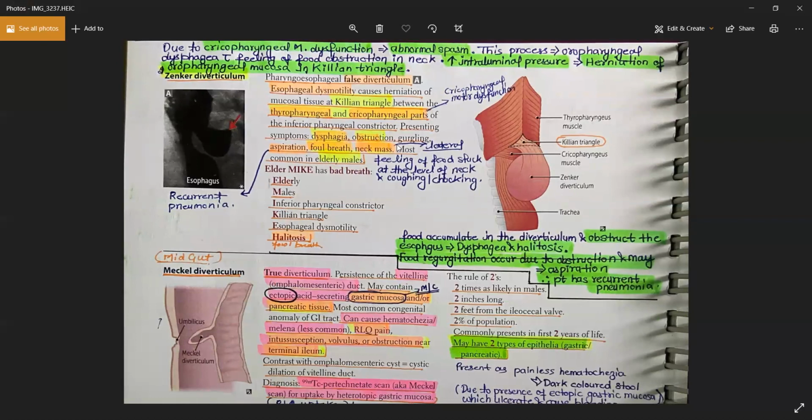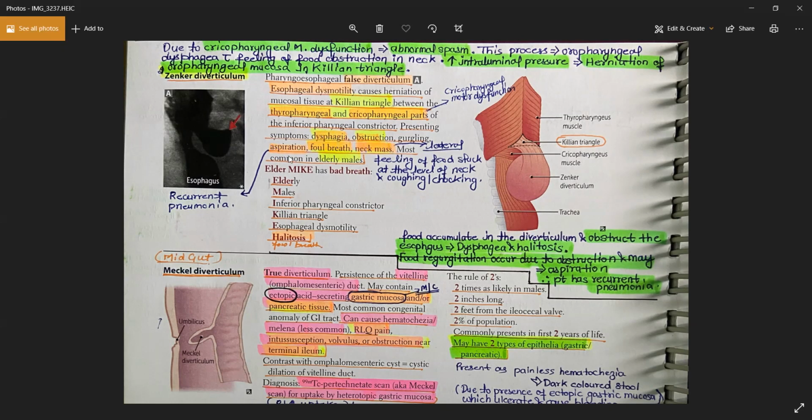Now, what are the presenting complaints? First thing, of course, because of the muscle dysfunction, the patient can have dysphagia, right? And the obstruction can also happen. As you can see, this is a mass present behind the esophagus. As the diverticulum grows, it can also compress the esophagus, and that can lead to the obstruction and the dysphagia also, right?